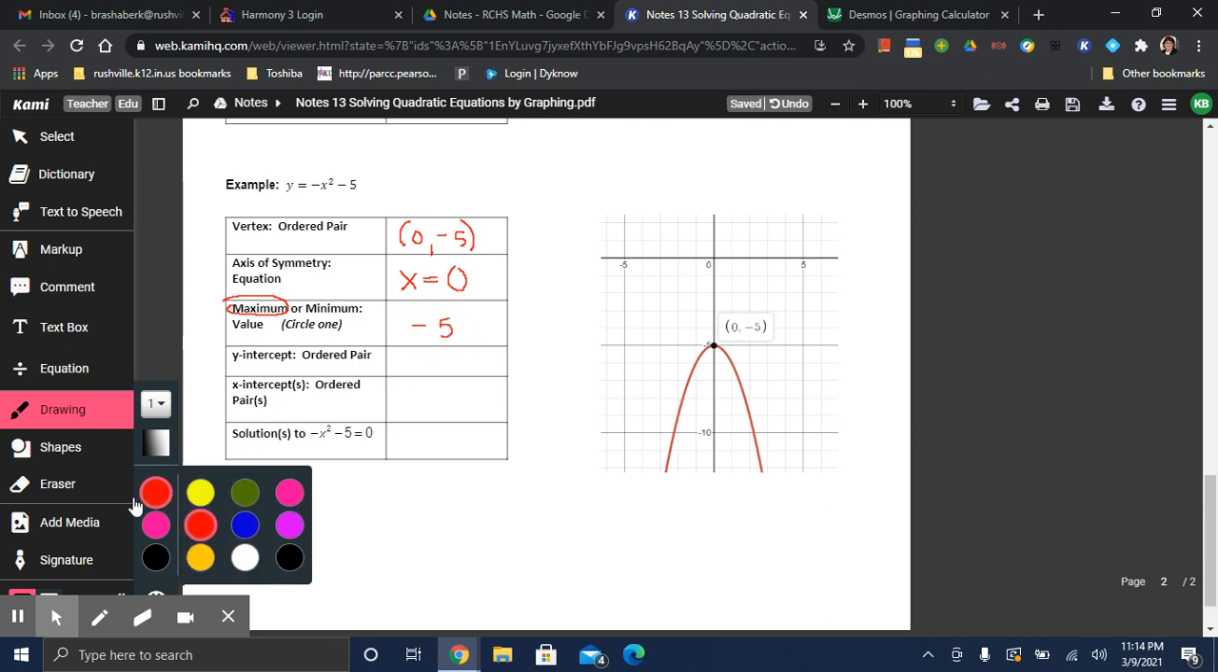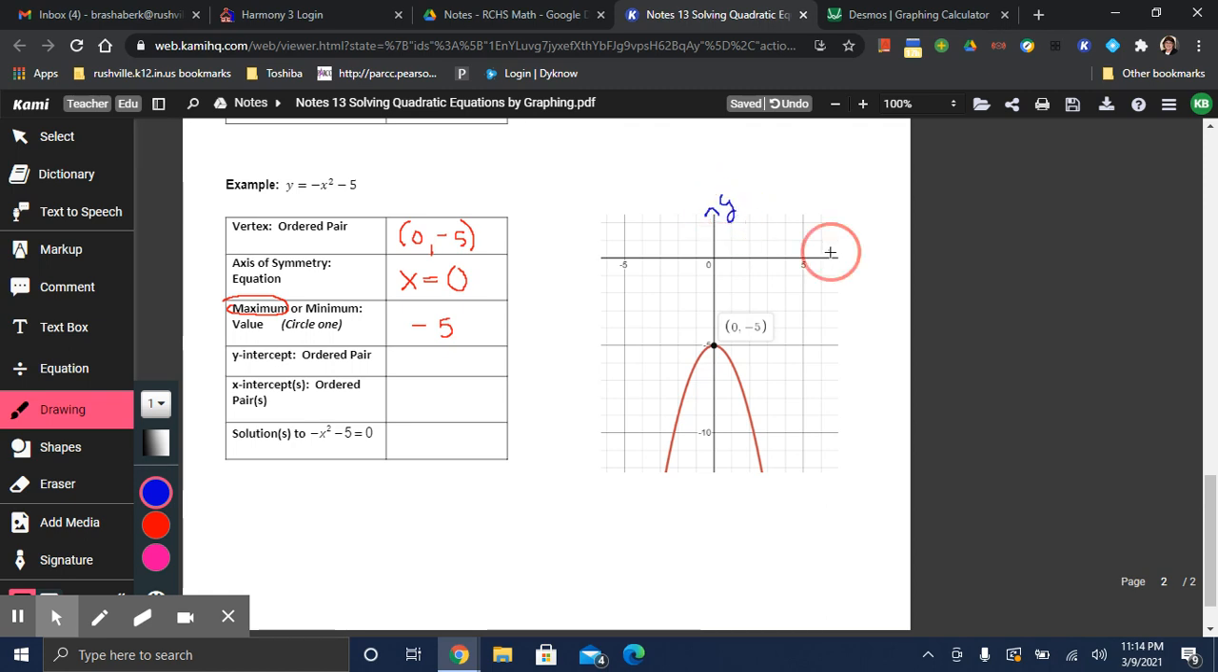All right, then we're going to look for the y-intercept, and so here's the y-axis. Well, that y-intercept happens to also be the vertex. So the y-intercept is also (0, -5), written as an ordered pair. And then we're going to look for the x-intercepts. This is where the graph would cross the x-axis. Well, it doesn't. These are going to continue down, and so they're not going to come back and cross the x-axis. And so this has none, no x-intercepts.